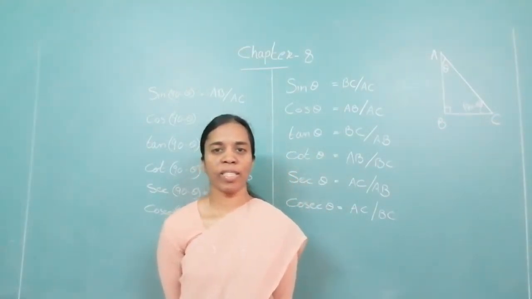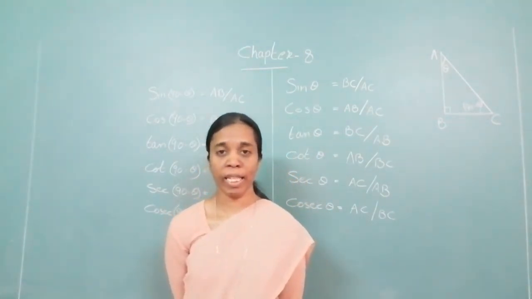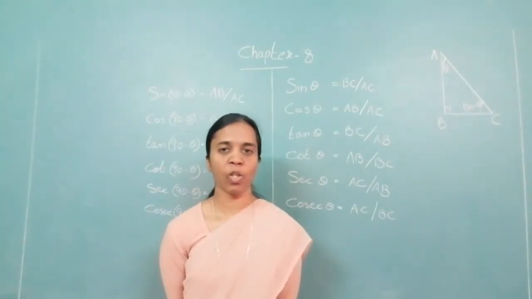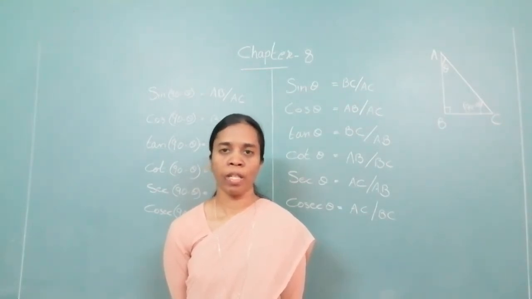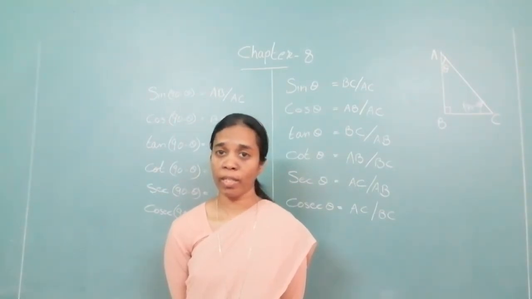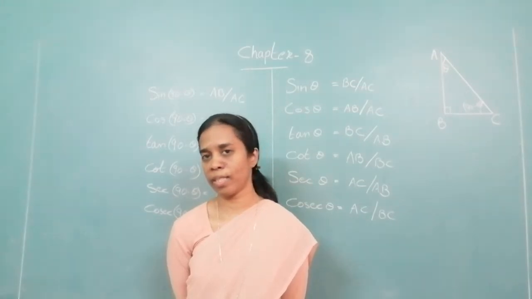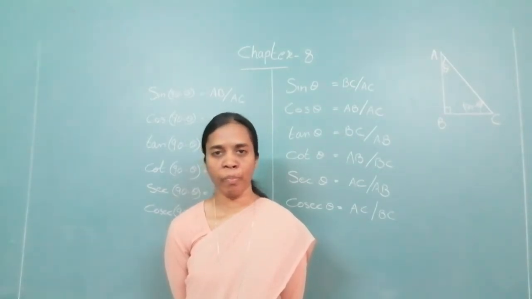Sine, cos, tan, cot, sec, cosec. Sine is opposite upon hypotenuse. Cos is adjacent upon hypotenuse. Tan is opposite upon adjacent. Cot is 1 upon tan. Sec is 1 upon cos. Cosec is 1 upon sine. Those are the inverses.